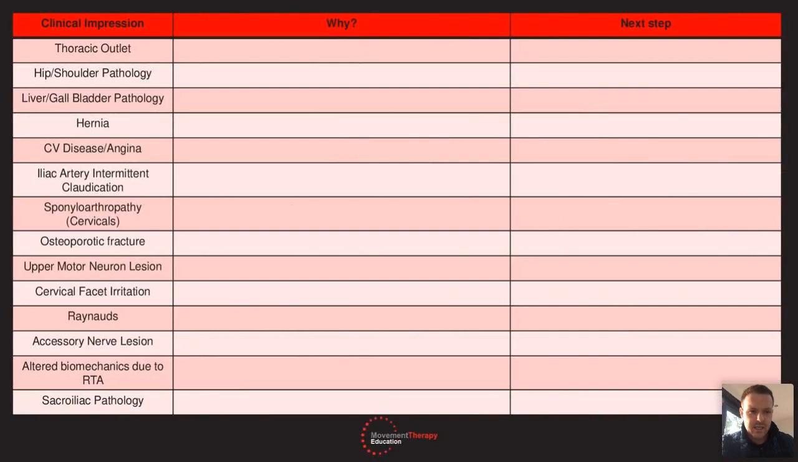So this is what I came up with based on the case history. The clinical impression down the left-hand side, these are the things that I thought, okay, she's getting problems here, she's getting problems there, she's got these symptoms. These are the things it could be. And this is by no means an exhaustive list. I've said that before. There could be lots of different things that are going on with this person. So what you then have to do is go, right, okay, I think it might be thoracic outlet. But then you need to justify that. So the next bit is figuring out why.